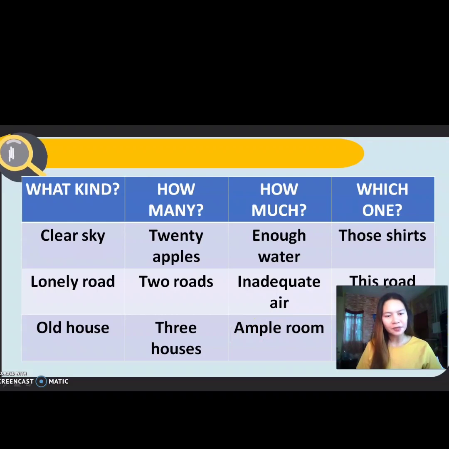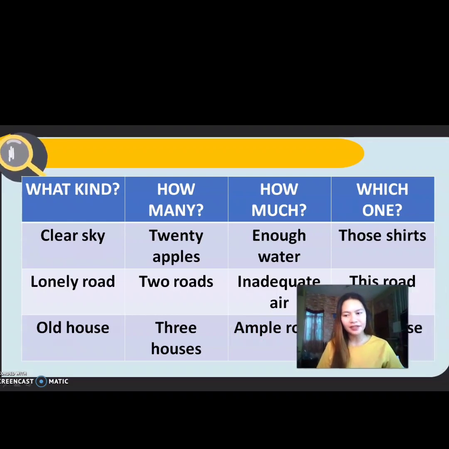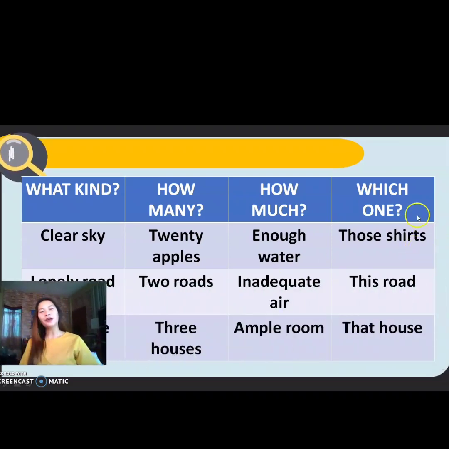Next, so let's move so you can see. Okay, we have which one? Those shirts, this road, and that house. So we have those, this, and that. Let us proceed for further learning.